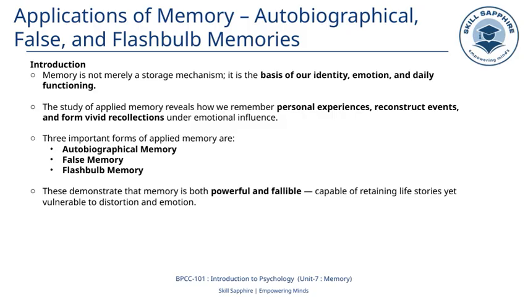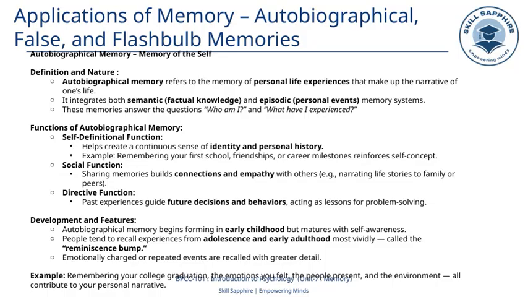Then there are flashbulb memories, those incredibly vivid, detailed memories of emotionally charged events, like a significant world event or personal tragedy. These memories feel crystal clear, but interestingly, they are still subject to inaccuracies over time. All of these forms show us that memory is both a remarkable tool for preserving our life stories and a fragile one that can be influenced by emotion and perception. Understanding this dual nature helps us appreciate the complexity of how we remember and interpret our experiences.